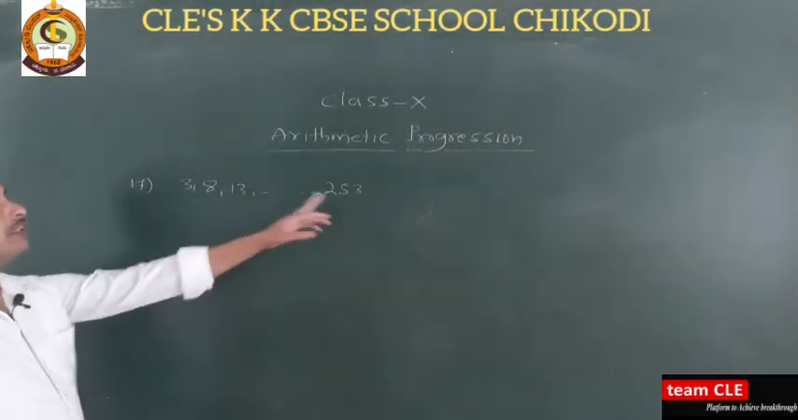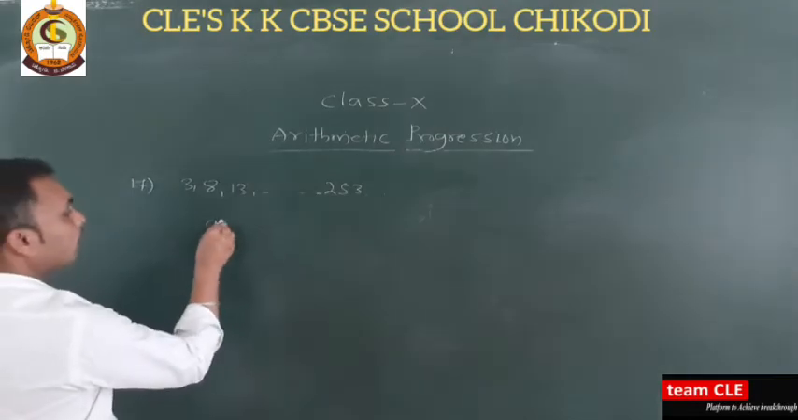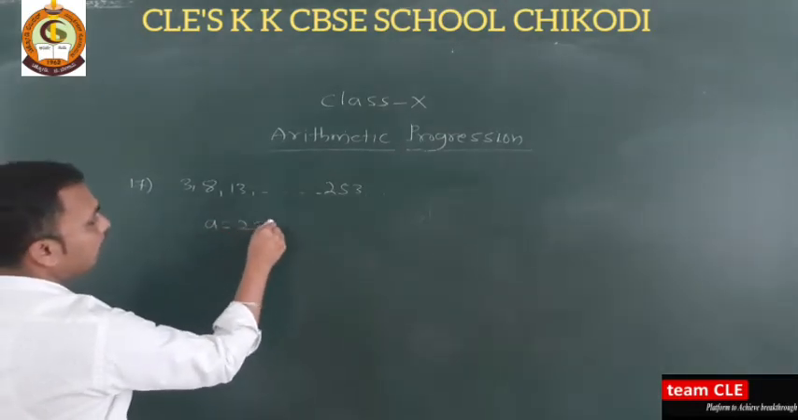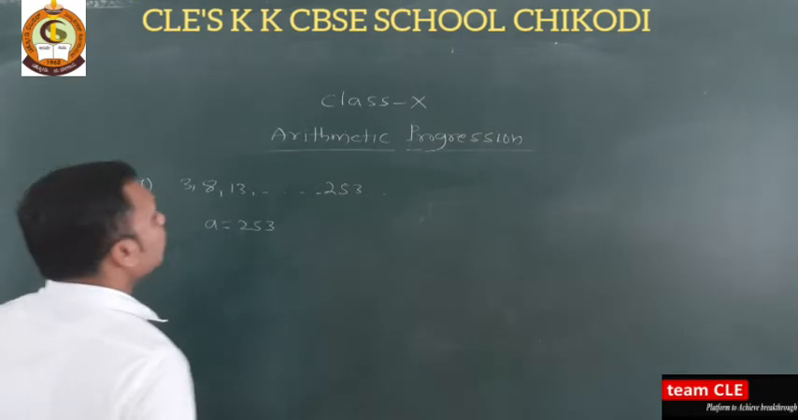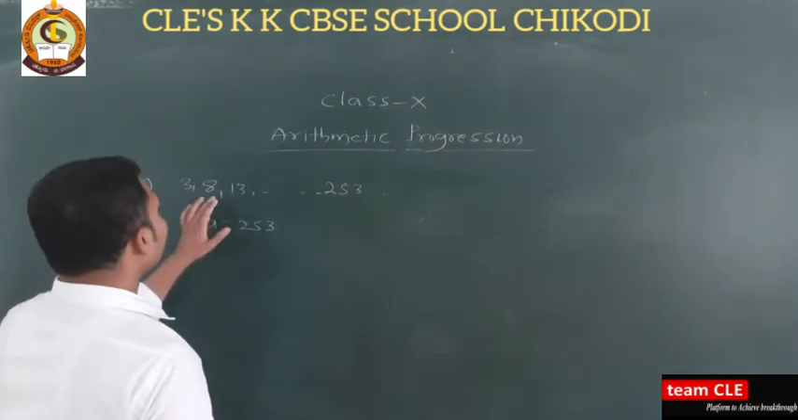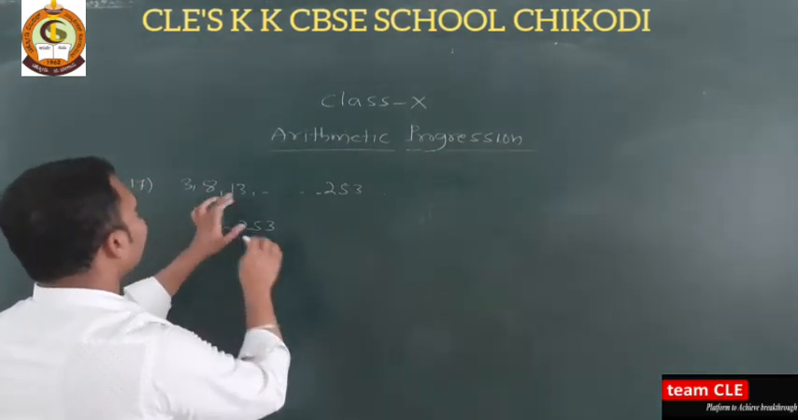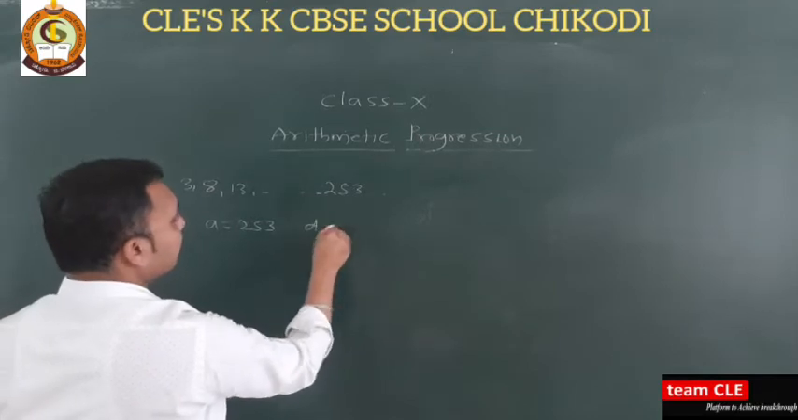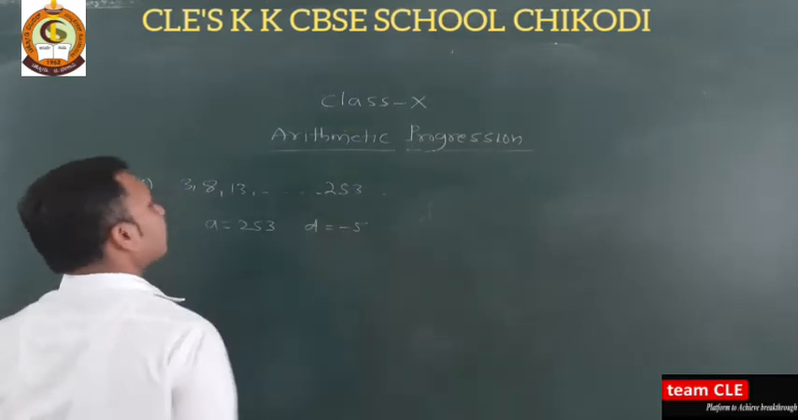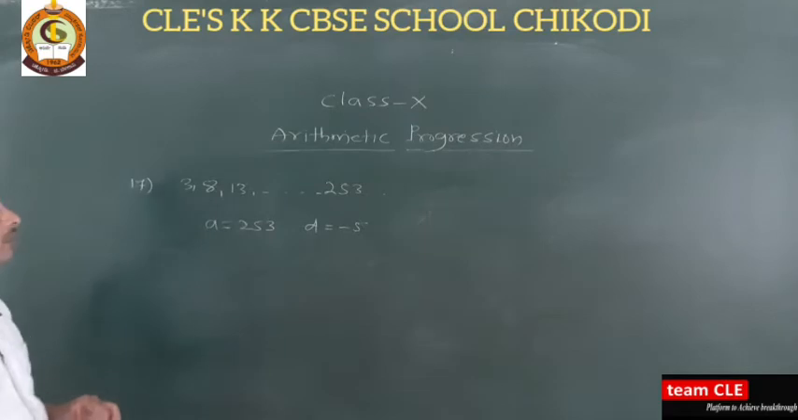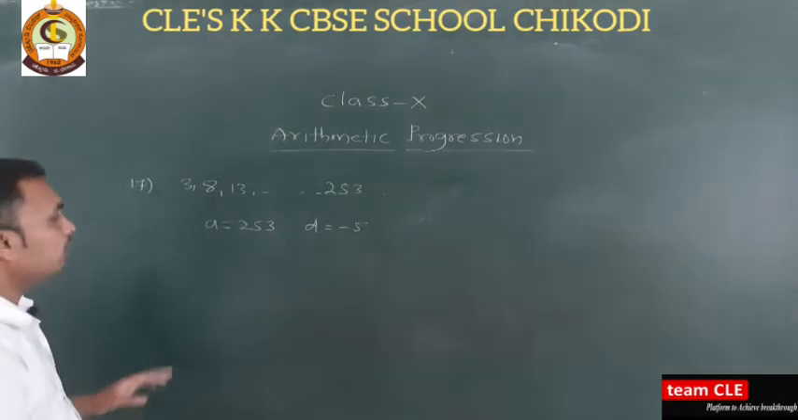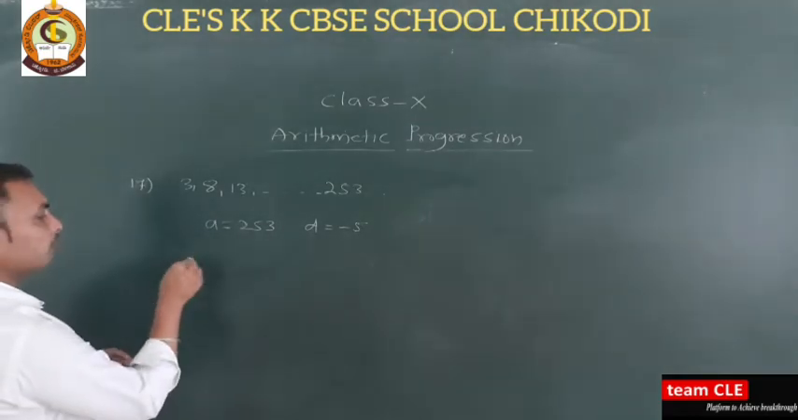From the last means this is the first term we have here. So a is equal to 253. So the common difference, how much will we get here? This side we are running, so 8 minus 13, we will get d is equal to minus 5. So we will get d is equal to minus 5. Next we'll substitute. How much do we need to find?